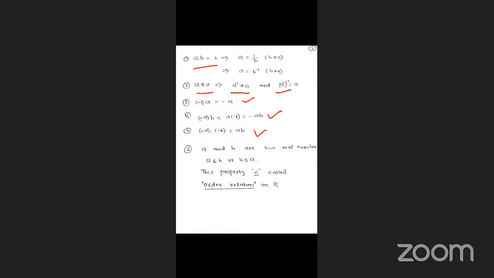And the sixth one is the ordered relation. Here, less than or equal to is called the ordered relation. A and B are any two real numbers, and A is less than or equal to B, or B is less than or equal to A. This property, less than or equal to, is called the ordered relation on R. We saw 9 properties in the previous image, and these 6 properties are extra properties.